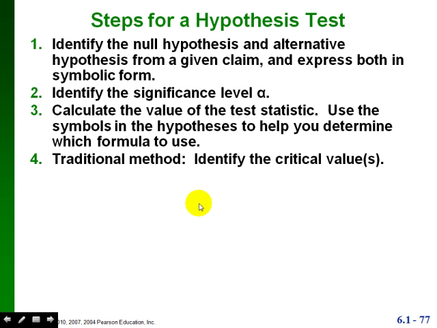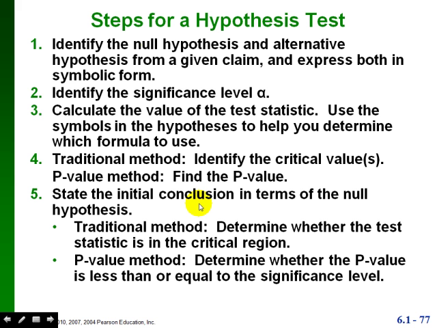Okay, so here are all the steps we're going to go through for a hypothesis test. We've already talked about all of these. So first we identify our two hypotheses. We identify our significance level, alpha, which will usually be given to us in our problems. We calculate our test statistic. Then with our traditional method, we would identify our critical values. With the p-value method, we'd find our p-value. And then we're going to either compare our p-value to our alpha or look at where our test statistic is compared to our critical values to find our initial conclusion in terms of our null hypothesis.